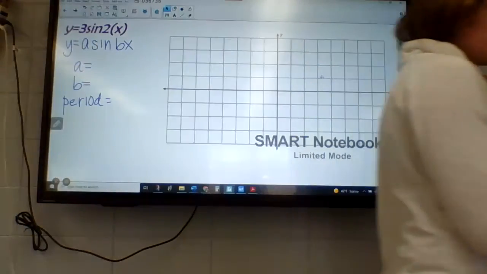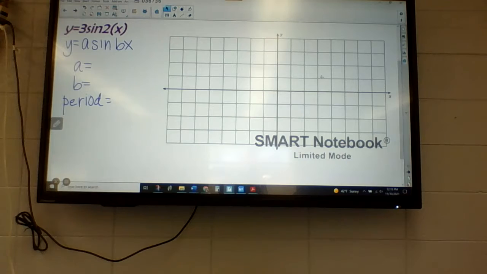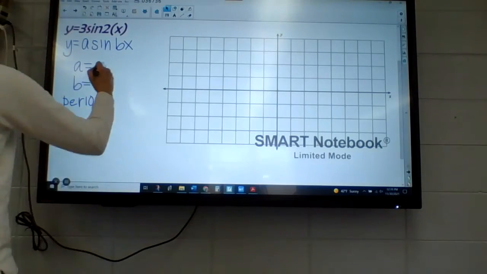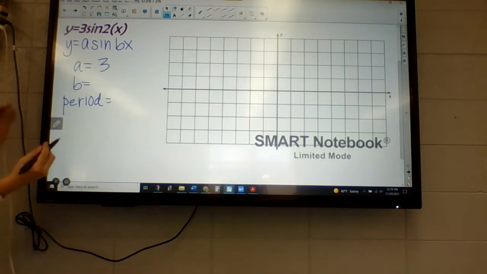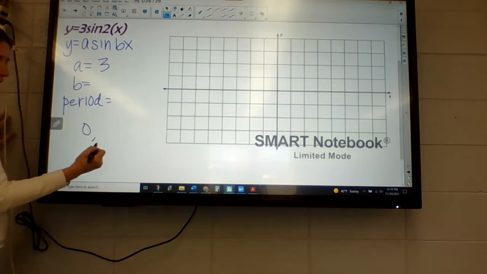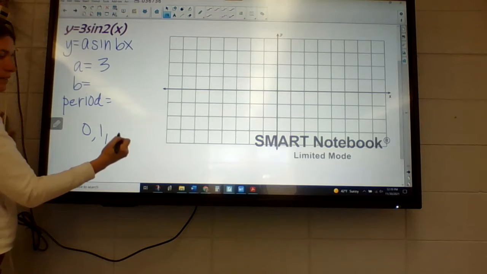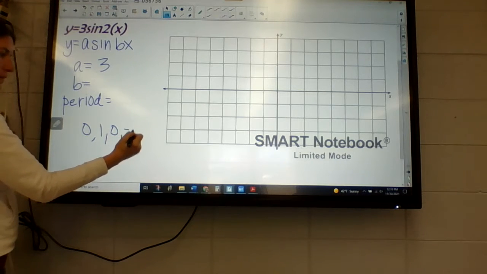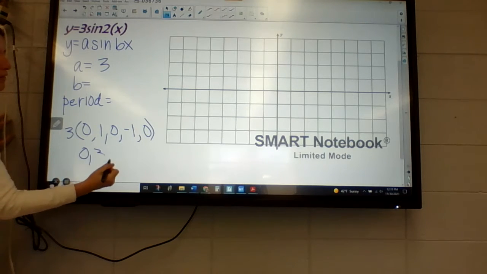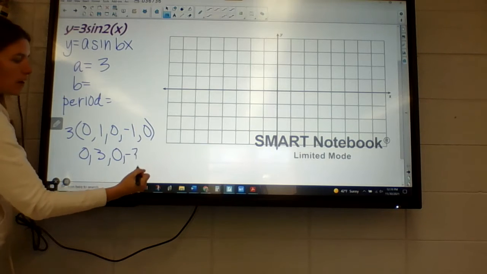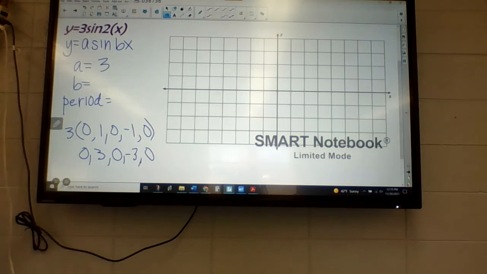What's the amplitude in this case? Yeah, 3. So that means it goes up to 3, down to -3. So again, when I think about sine, it might be helpful to try this where it starts at 0, goes to 1, 0, -1, and then 0 again. And if I multiply that by 3, that's going to just change two of those values. But it'll go up to 3, down to -3.